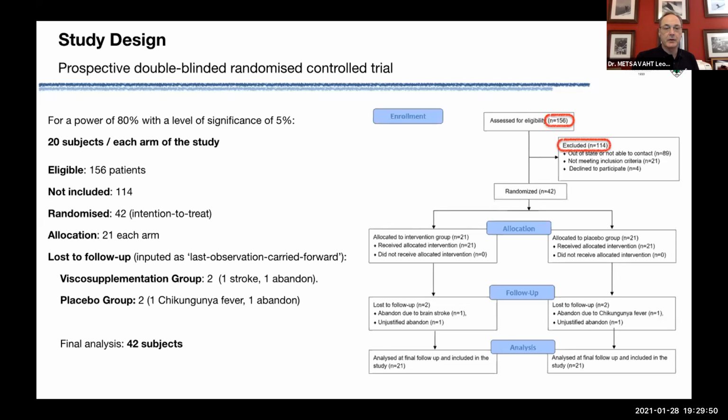114 were not included. Most of the reason is that it's a military institution, so many of the patients live elsewhere, in other towns and other states, far away from the hospital. And finally, we randomized 42 patients. We allocated 21 for each arm. We lost follow-up of 2 patients in each arm.